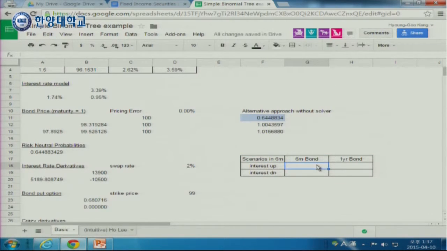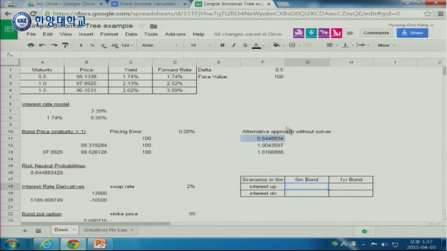So 6 months later, what would be the price of a 6 months bond? Yes, 100. Exactly, 100. So par value, I think it is face. Okay, so this is face. And then for the 1 year bond, what is the price of a 1 year bond in 6 months? When interest rate is up, it is this one. When interest rate is down, it is this one. Right?